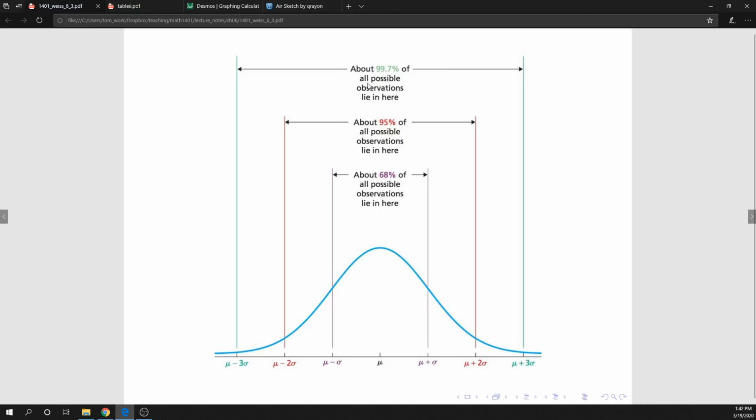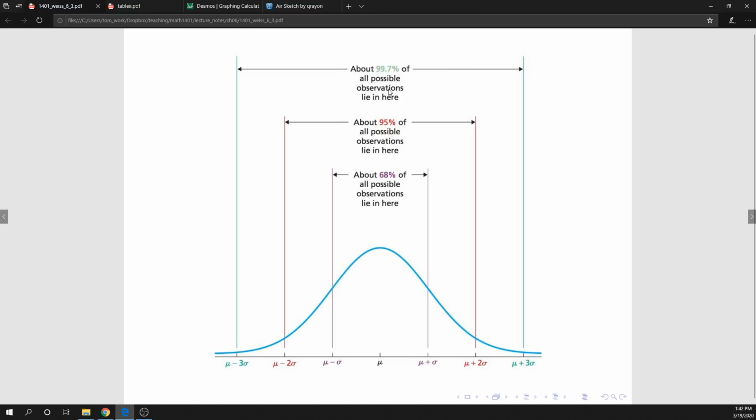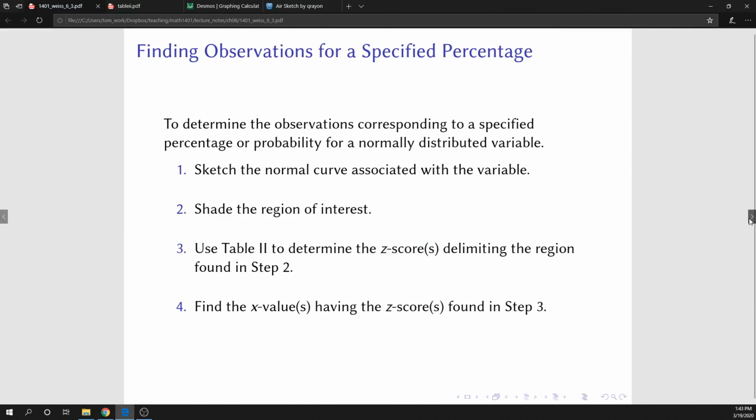And so then also, if you go 3 standard deviations above the mean and 3 standard deviations below the mean, then we would expect that about 99.7% of all possible observations lie there. So, okay, I think we're going to end this one here. And what we're going to do is move on to a different problem in the next video.